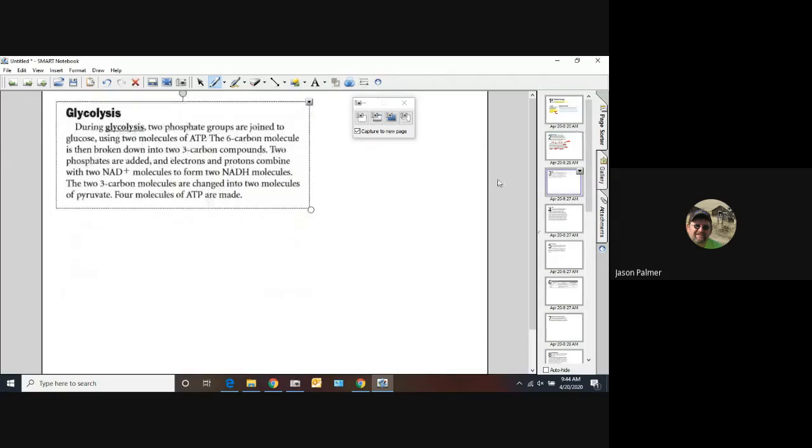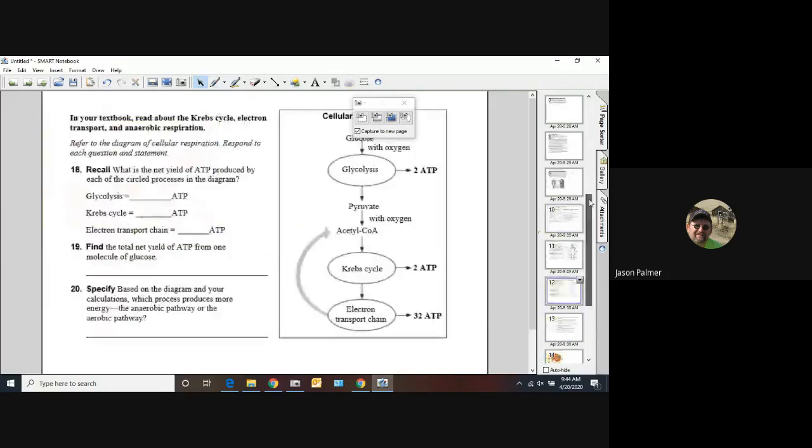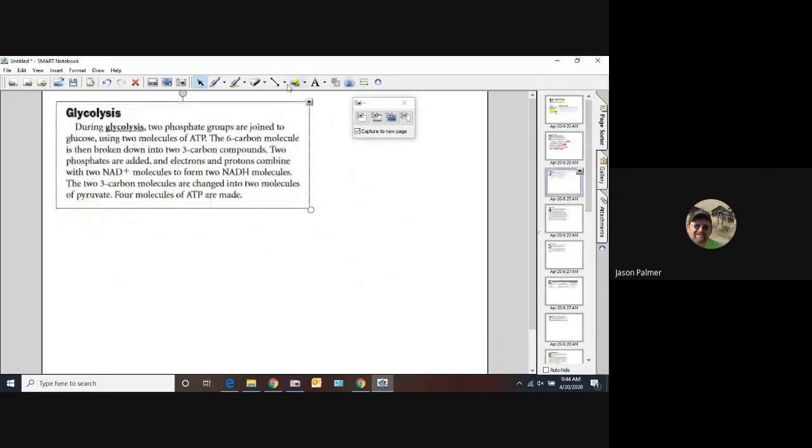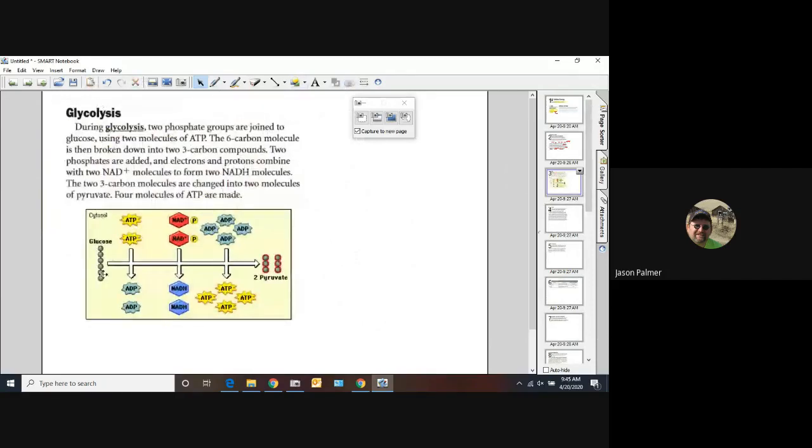Okay, during glycolysis, so we saw that earlier. It's a lot easier looking at a picture instead of reading it. Okay, so glucose, think of it as a 6-carbon chain. It's using ATP to break it down. You're getting 4 ATPs out and some NADHs. Those are electron transport carriers, and 2 pyruvate.